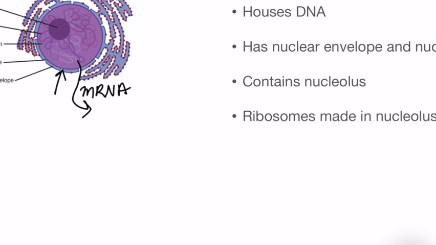The nucleus has a darker stained region right here, which is called the nucleolus, and the nucleolus makes ribosomes.